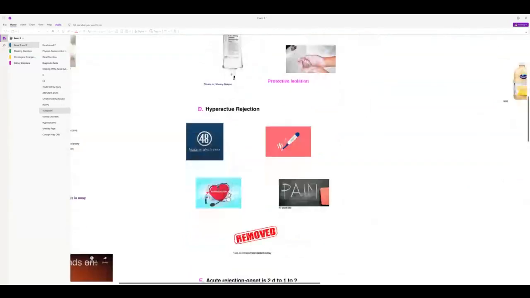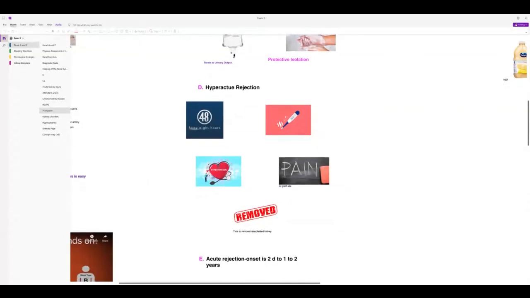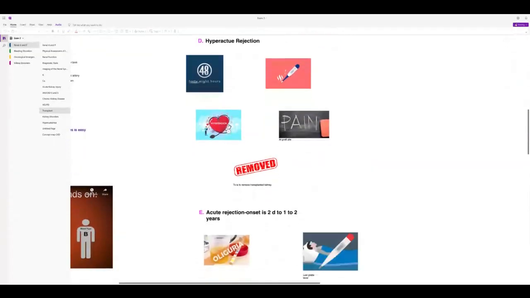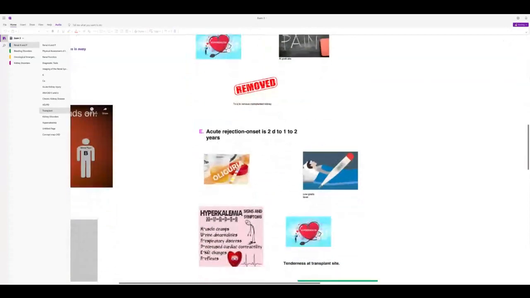Okay, now, unlike other types of transplant, the kidney has what's called a hyperacute reaction. It happens within 48 hours. They're going to have a fever, extreme hypertension, and pain at the graft site. The only thing they can do about that is take the kidney out. And then acute rejection can go 2 days to up to 2 years. Okay, so the patient's going to get oliguric.